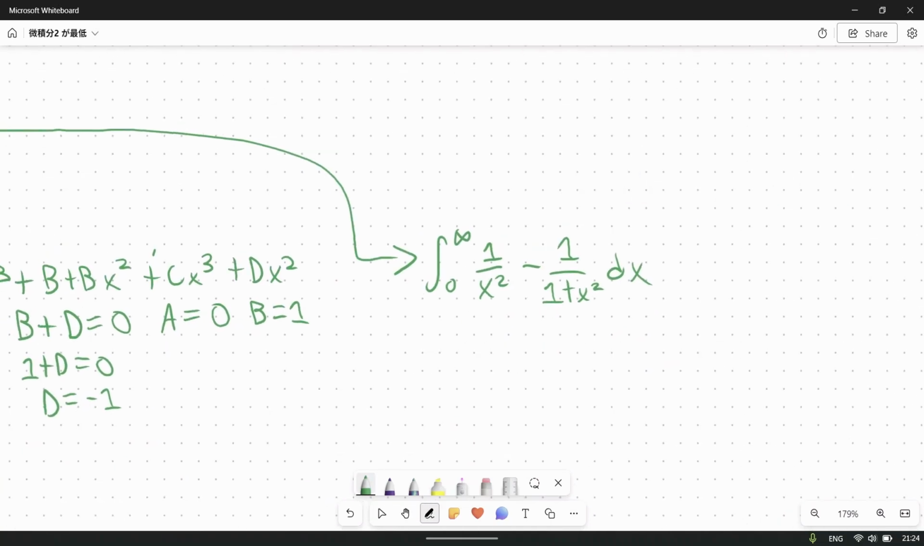And then to evaluate this integral, at first it might look a little scary, but it's actually not that bad. So the first term, that's just going to go to negative 1 over x.